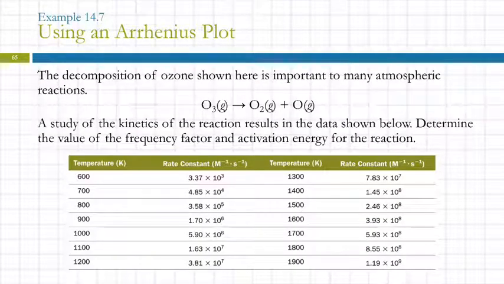The decomposition of ozone shown here is important to many atmospheric reactions. So ozone decomposes into oxygen and an oxygen atom. And we can study the kinetics of the reaction. And so here we have, at different temperatures, the rate constant for that reaction, starting from 600 Kelvin all the way up to 1900 Kelvin. And our task here is to determine the value of the frequency factor and the activation energy for the reaction from those numbers.